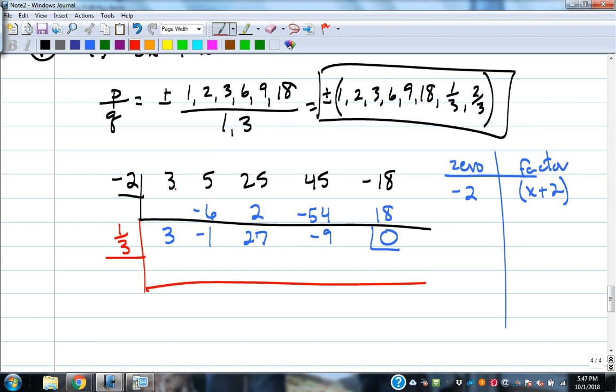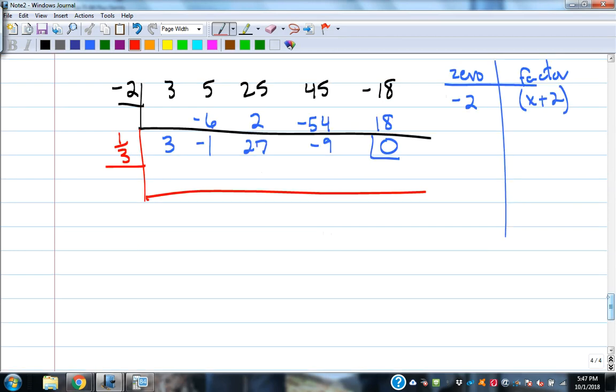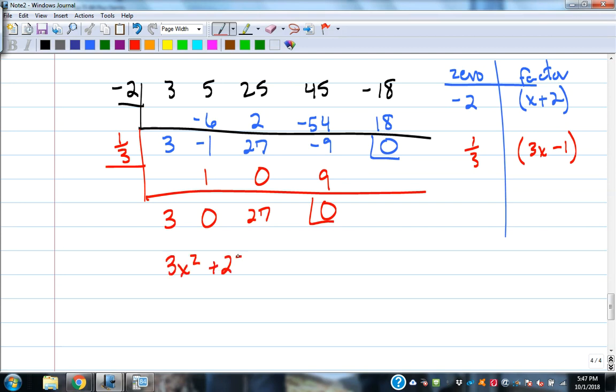Synthetic with a fraction is the exact same as synthetic with an integer. You just got to deal with multiplying times a fraction. I'm going to drop the 3 down. This one works out really nice because 3 times 1/3 is 1, and that's 0, and that's 0, and that's 27, and 1/3 of 27 is 9, and that's the remainder, 0. So we get 1/3. The factor that goes with that would be 3x minus 1. Now, that leaves us 3x squared plus 27 equal to 0.